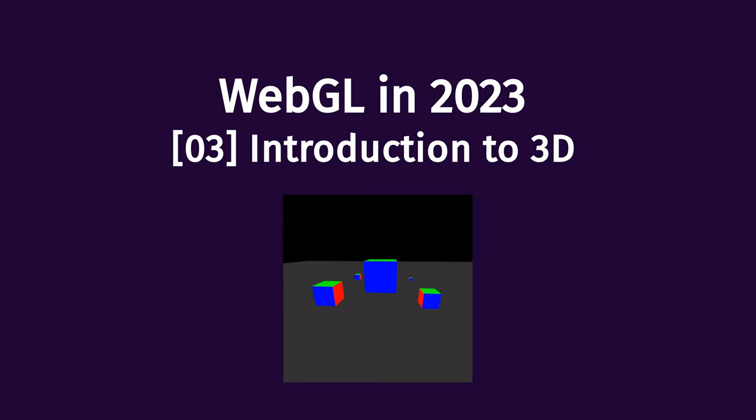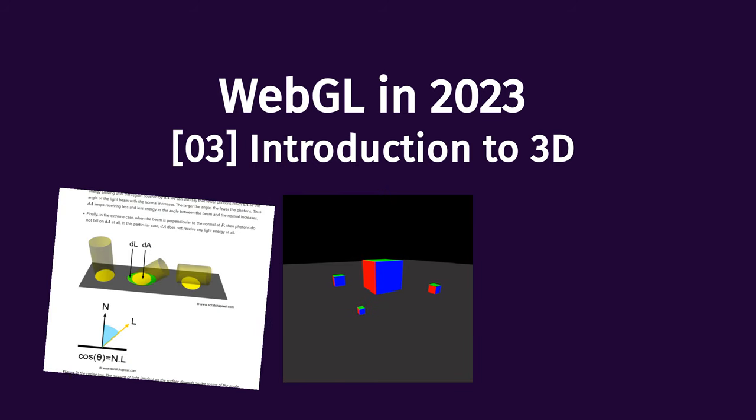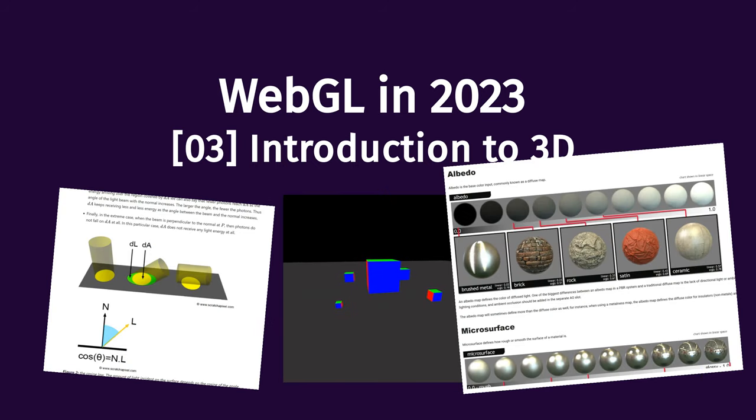Welcome back to the third video in my WebGL tutorial series, and as appropriate for video number 3, we're going to make the jump from 2D to 3D rendering this video, which is a topic I've been really excited to talk about. A lot of the beauty in 3D rendering comes from simulating the interaction between light and the materials the objects in your scene are made from.